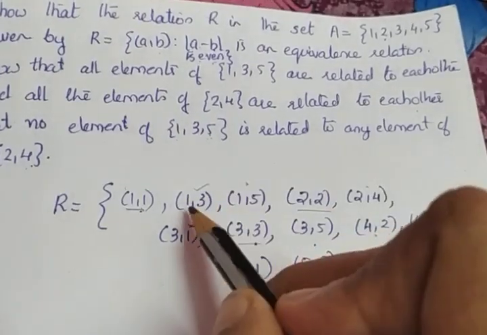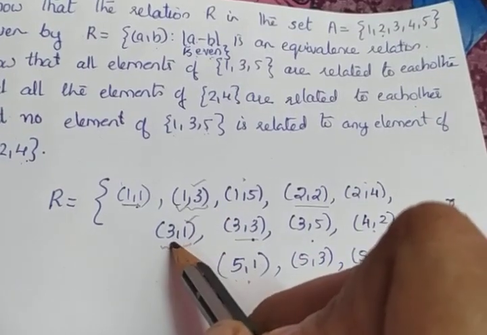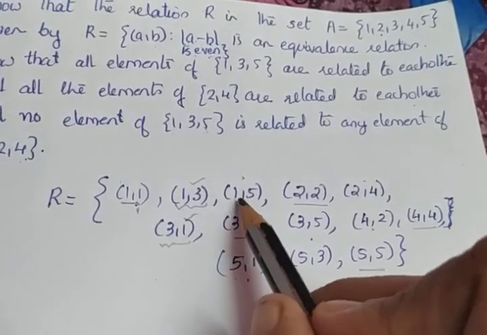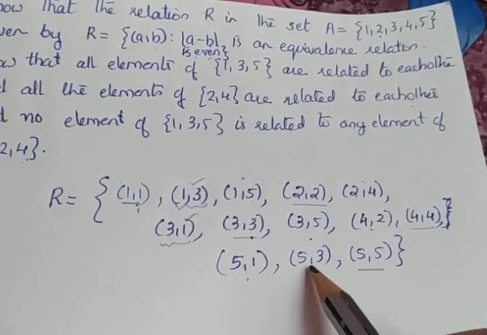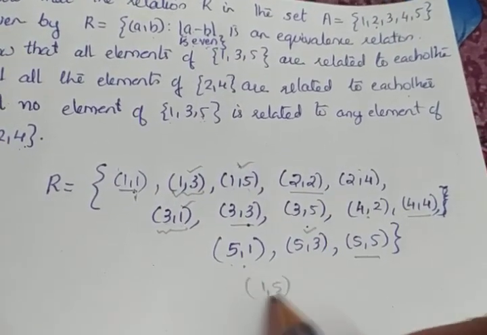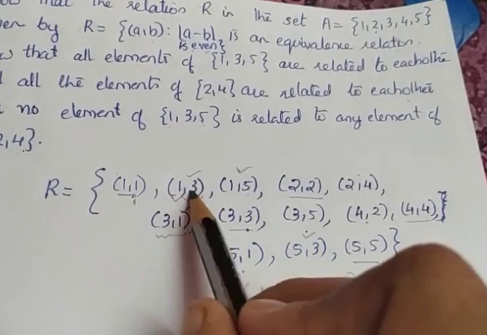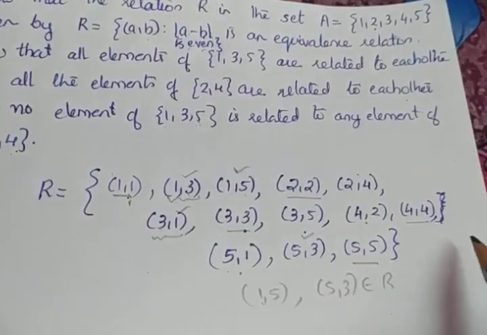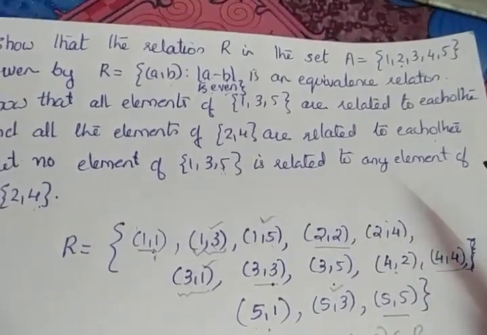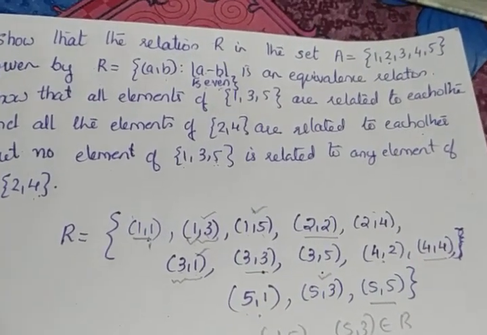To check the transitivity, if I take (1, 3), I want to take a pair starting with 3, isn't it? So (1, 3) and (3, 1), then (1, 1) is an element of R. If I take (1, 5), a pair starting with 5, we can select (5, 3). So (1, 5) and (5, 3) are elements of R. What about (1, 3)? (1, 3) is also an element of R, and that happens in all the cases, all the elements in R. That means R is transitive. Hence, R is reflexive, R is symmetric, and R is transitive. Hence, it is an equivalence relation.